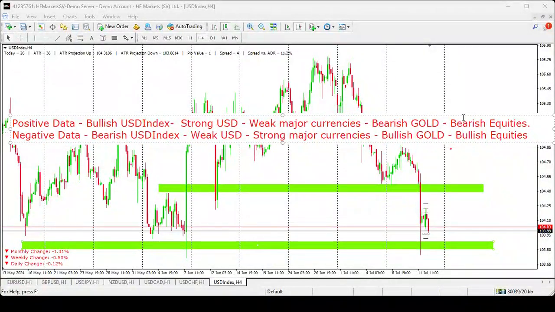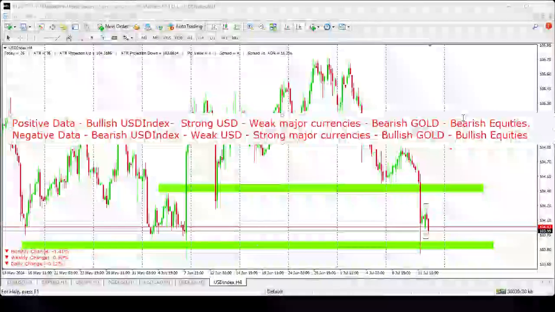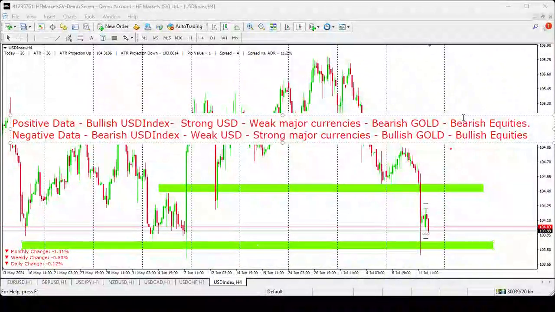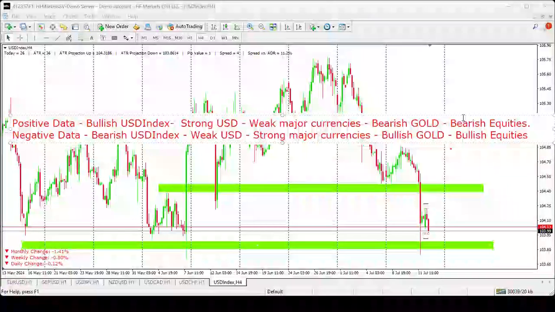And then you could also expect some bullish equity movement like US 500, US 100, and US 30. Someone asked a really interesting question in the chat box. Person just said, but yesterday on a weak US dollar from CPI, we still saw equities going down.